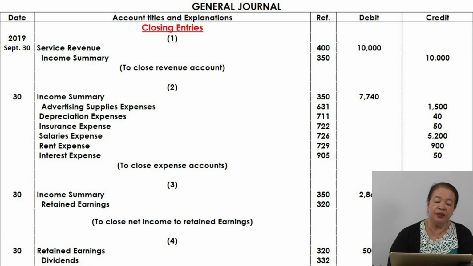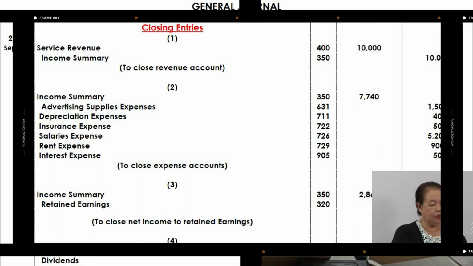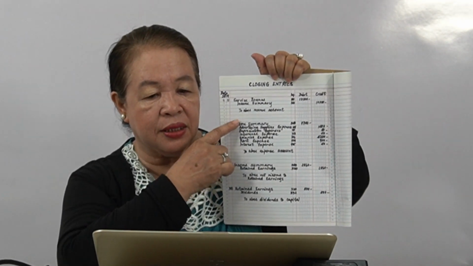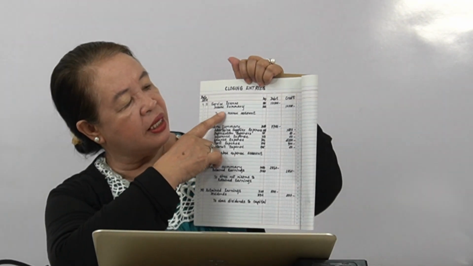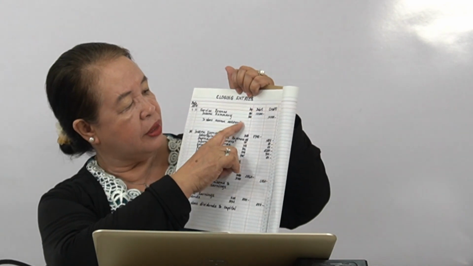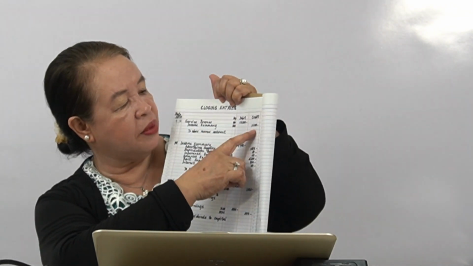Ito yung general journal natin, no? So ito yung general journal, andyan. Ito yung pinakita ko sa inyo kanina. Ito yung closing entries natin, no? So we have the service revenue and then the income summary. How much is that? 10,000, 10,000. So debit 10,000, service income and credit income summary 10,000.